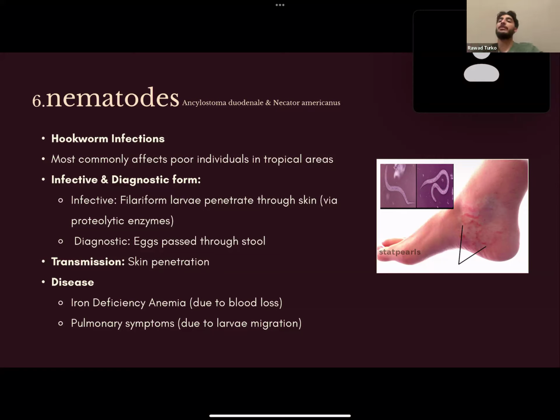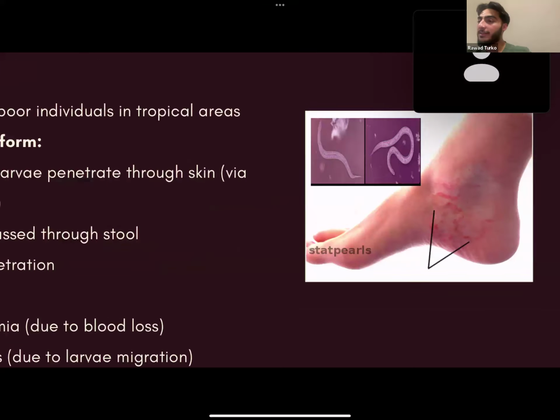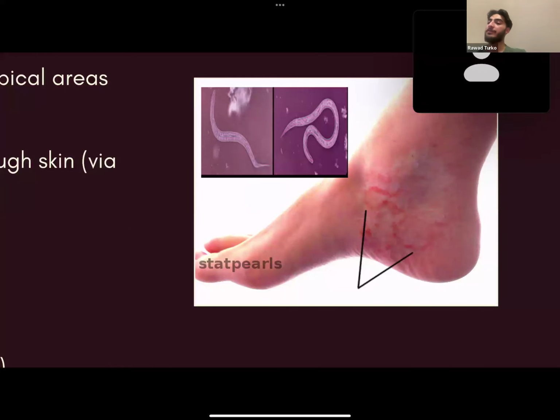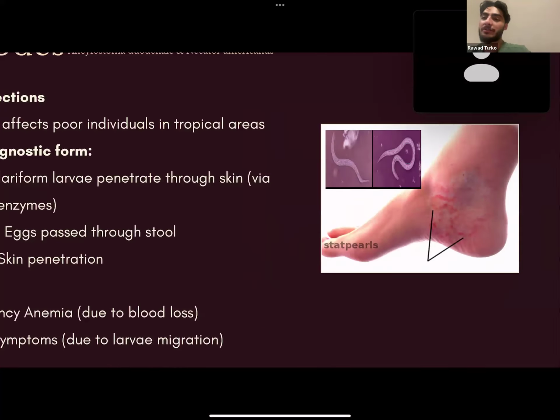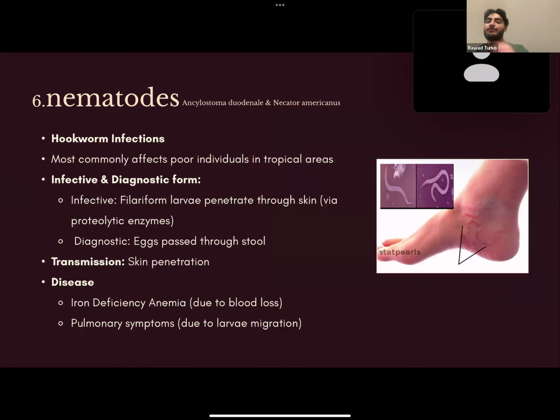So the infective and diagnostic forms, so the filariform larvae penetrate through the skin via proteolytic enzymes. So they release these little proteolytic enzymes and they can break through the skin and then they can go into the skin. So you can see here, that's a visualization of the worms inside of the skin. Bit of a disgusting picture, but it's okay. And the diagnostic form are eggs passed through stool. So similarly to all the others, transmission again is through skin penetration, and the disease can be iron deficiency anemia due to blood loss.